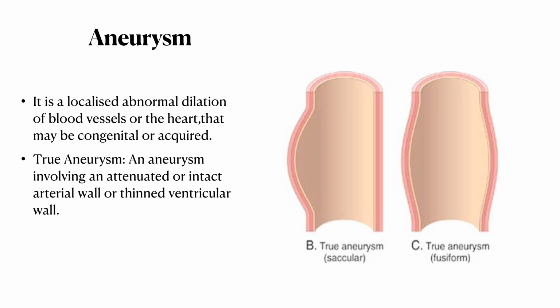What is an aneurysm? It is a localized abnormal dilation of blood vessels or the heart that may be congenital or acquired. There are two types of aneurysms, true aneurysms and false aneurysms. A true aneurysm involves an attenuated or intact arterial wall or a thinned ventricular wall. This means the muscular wall of the artery is basically intact and there is no injury to the muscular wall as well as to the ventricular wall. These true aneurysms are seen in atherosclerotic, syphilitic, or congenital vascular aneurysms.